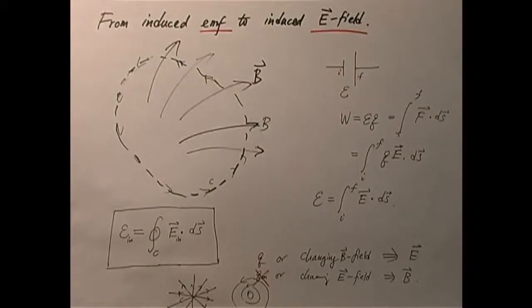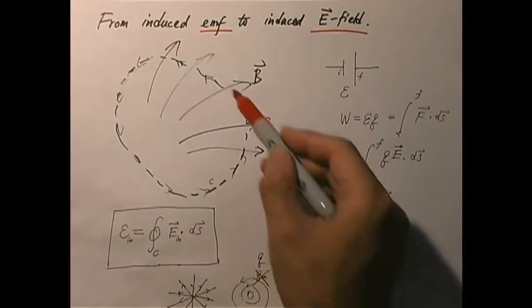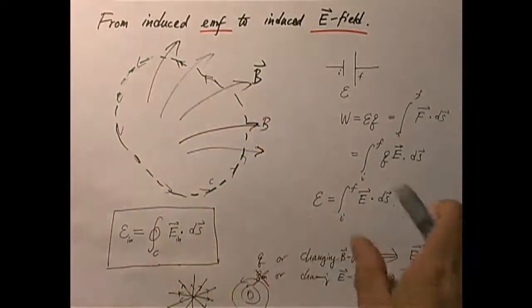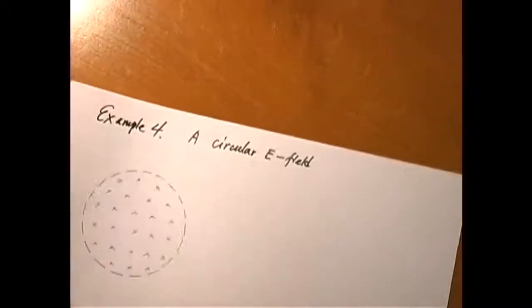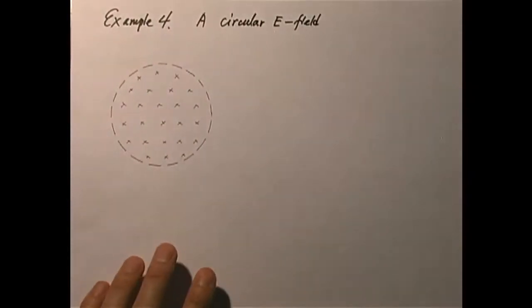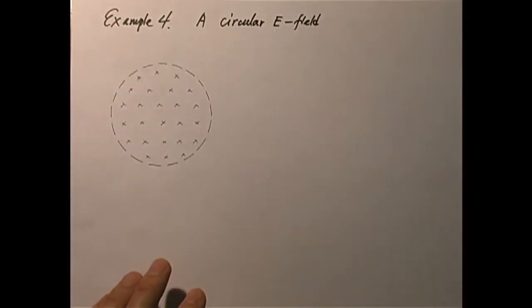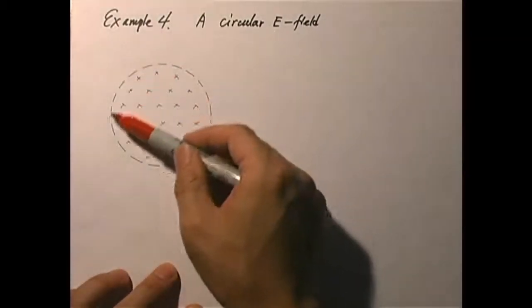All right. At this point, we're going to introduce an example of this induced electric field. Okay, we're not going to use a complicated loop like this. Rather, we're going to look at something very symmetrical to make your math easier. This is a circular E field. Now imagine there is a circular electric field.